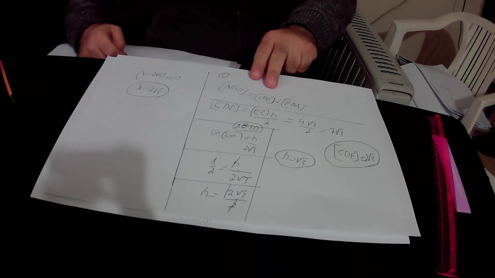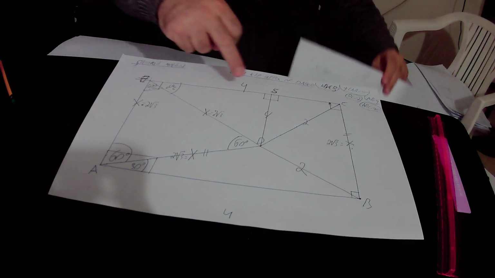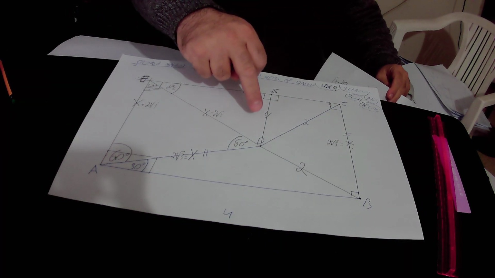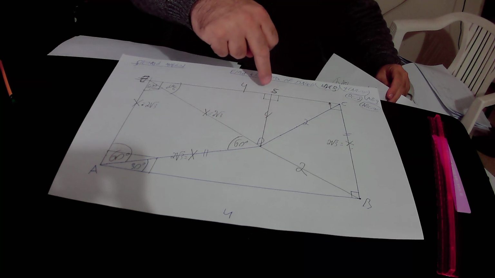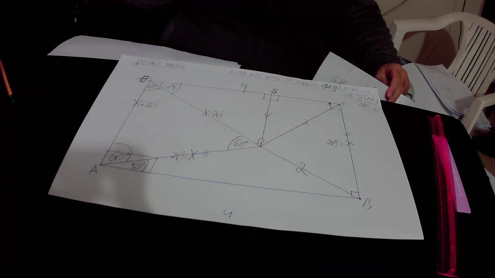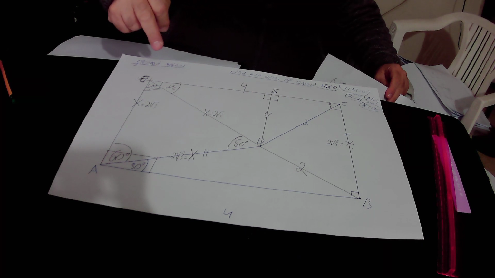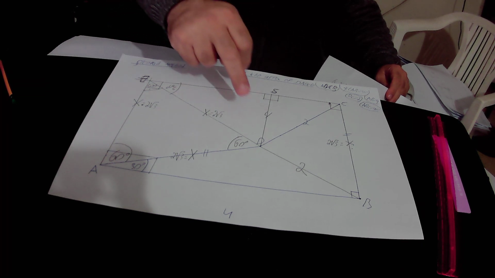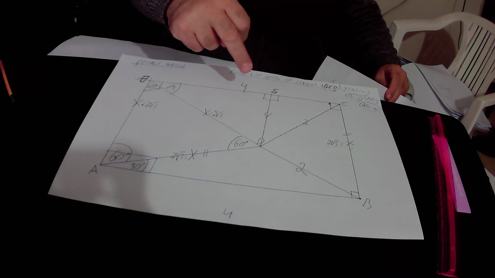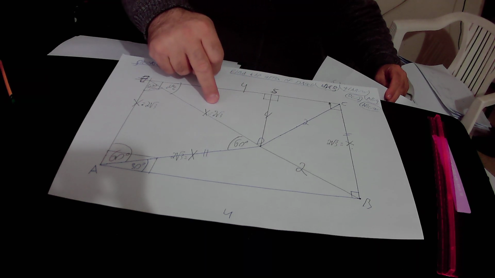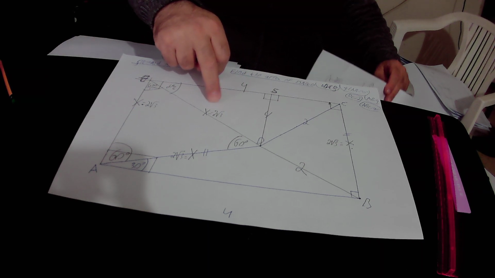So the area of triangle CDE equals, here we draw a perpendicular from point D to S. So here in triangle EDS, sine 30 degrees equals h over x, and x is 2 times square root of 3 units.